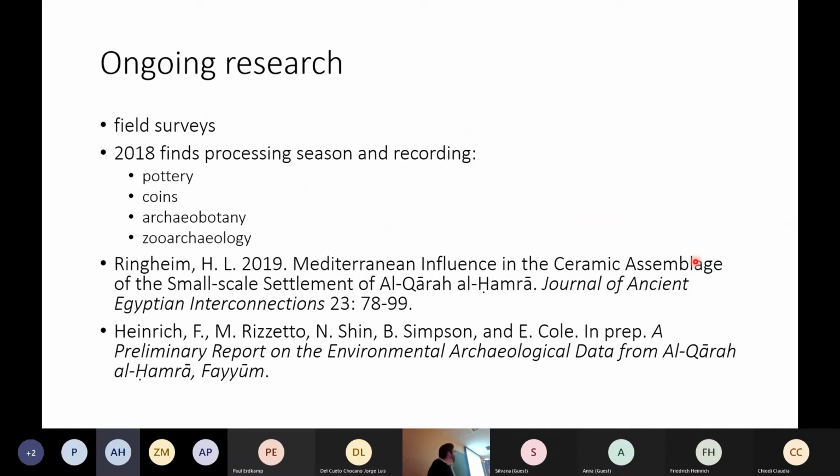There is a lot of ongoing research at the site. There are field surveys recently carried out. The 2018 finds processing season focused on pottery, coins, archaeobotanical remains, anthropological remains as well, and zooarchaeological assemblages. The publication on pottery by Anna Ringheim was published, and soon the one on the archaeobotanical and zooarchaeological remains will be published.